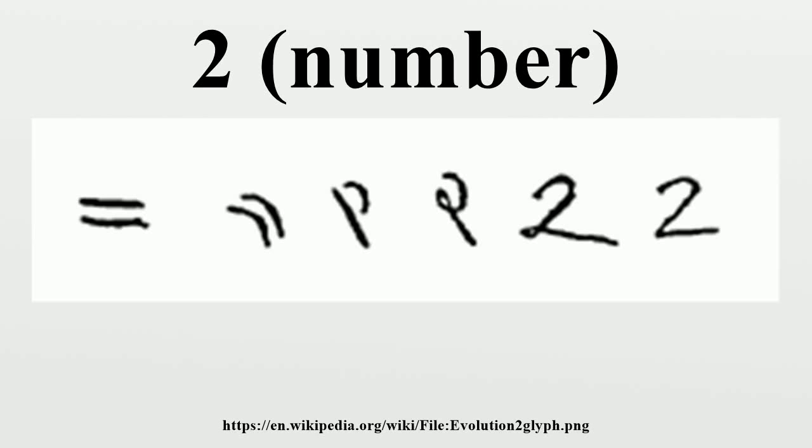2 is a number, numeral, and glyph. It is the natural number following 1 and preceding 3. In mathematics, the number 2 has many properties. In mathematics, an integer is called even if it is divisible by 2.